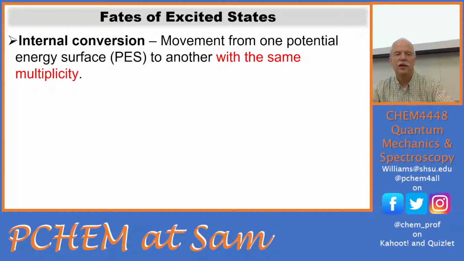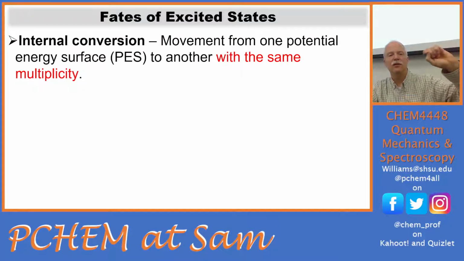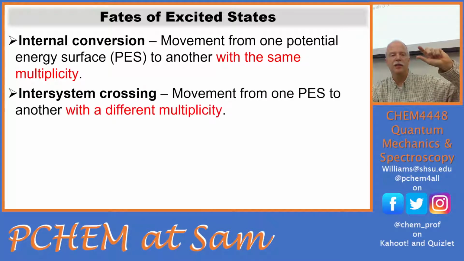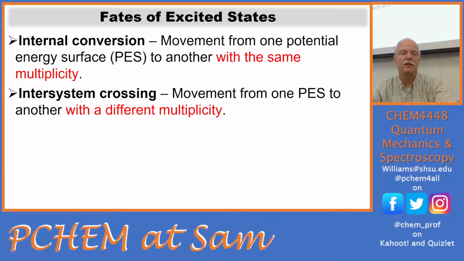And so internal conversion goes with the same multiplicity. So those two things have to be connected, because intersystem crossing is movement from one potential energy surface to another with a different multiplicity. So here we've had a spin flip. We have a geometric oscillation, a vibration, and then the molecule is at a particular place where two potential energy surfaces have the same energy, and a spin flip occurs. And now it's on a lower potential energy surface and it can relax.